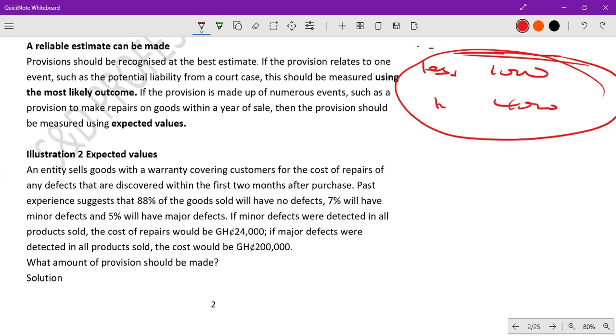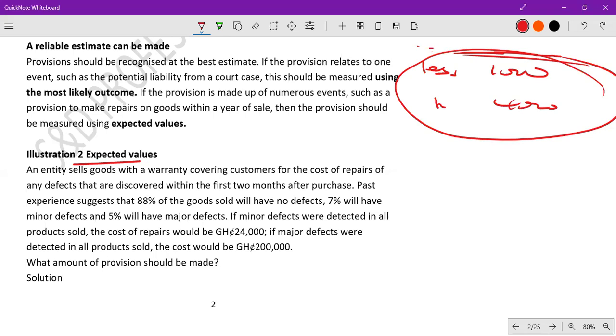These are all normal numbers. And the way CA questions are going, the normal will not be normal again. So let's take illustration 2 on expected values.